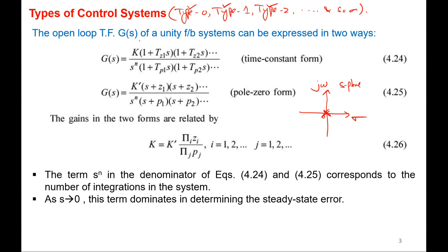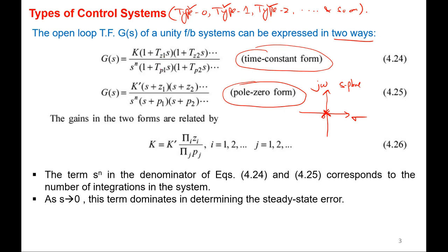The open loop transfer function g of s of a unity feedback system can be expressed in two ways: one is standard time constant form, and another is pole zero form. Suppose the given transfer function g of s is equal to k into (1 plus tz1 s)(1 plus tz2 s)(1 plus tz3 s) and so on, divided by s power n into (1 plus t1 s)(1 plus t2 s) and so on. In order to differentiate numerator and denominator, we call the numerator terms tz1 s, tz2 s.